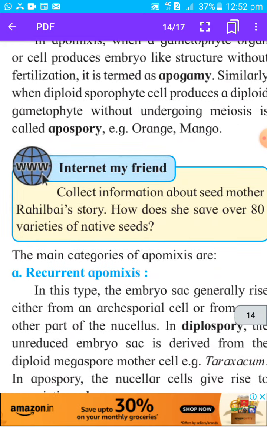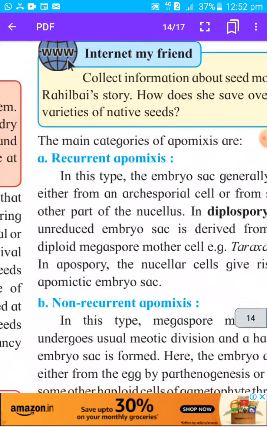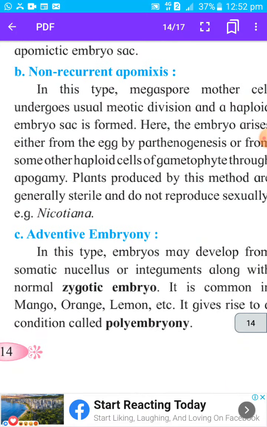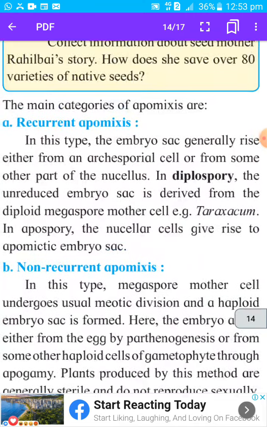Examples are orange and mango. There are three main categories: recurrent, non-recurrent and adventive. So first of all, recurrent.